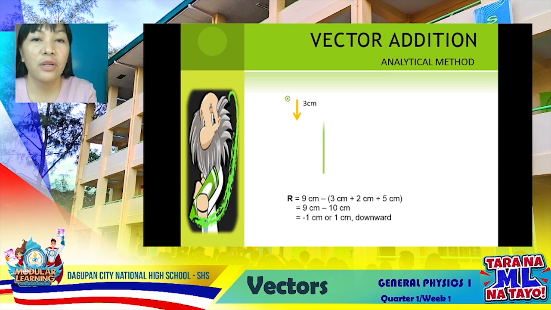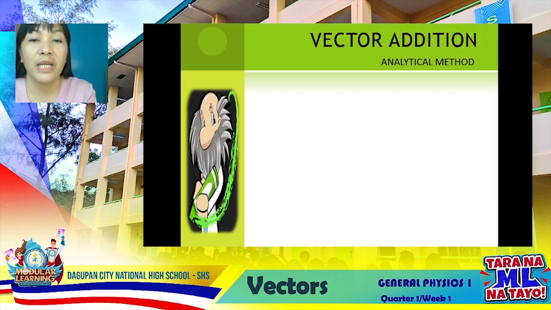This time, there are 4 vectors. So the first thing that you should do is add all the vectors that have the same direction. So 3 plus 2 plus 5 is equal to 10, and you subtract that from 9 centimeters, so the resultant is equal to -1 centimeter, or 1 centimeter downward.